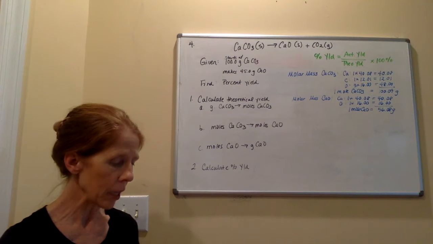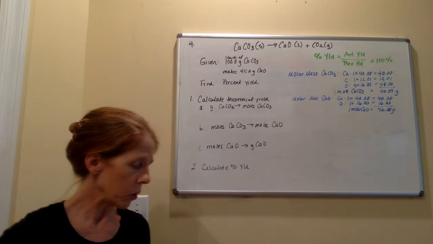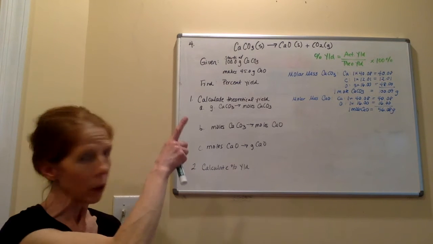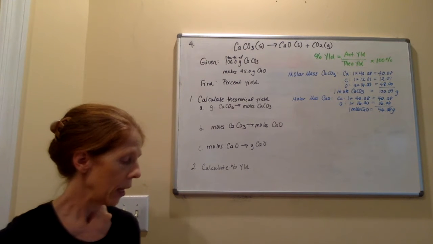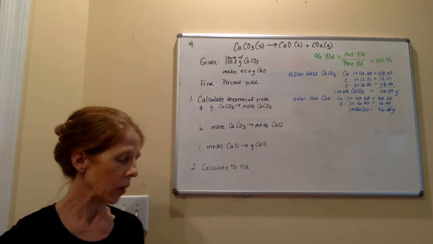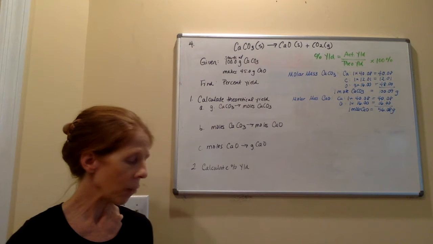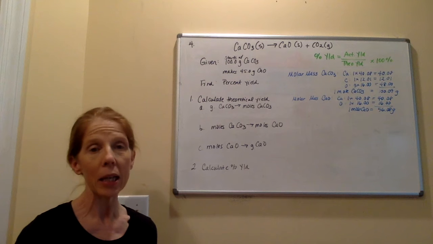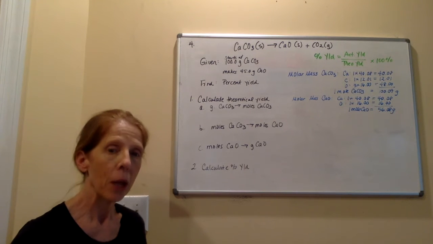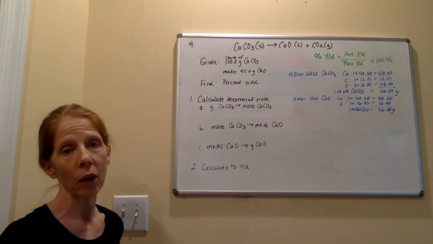I'm going to read you the problem first. It says, a student heats calcium carbonate to produce calcium oxide according to the following reaction, which I've already listed on the board. If the student starts with 100 grams of calcium carbonate and makes 45 grams of calcium oxide, what is his percent yield? So that's our problem. Let's jump in and see if we can figure out how to work this one out.